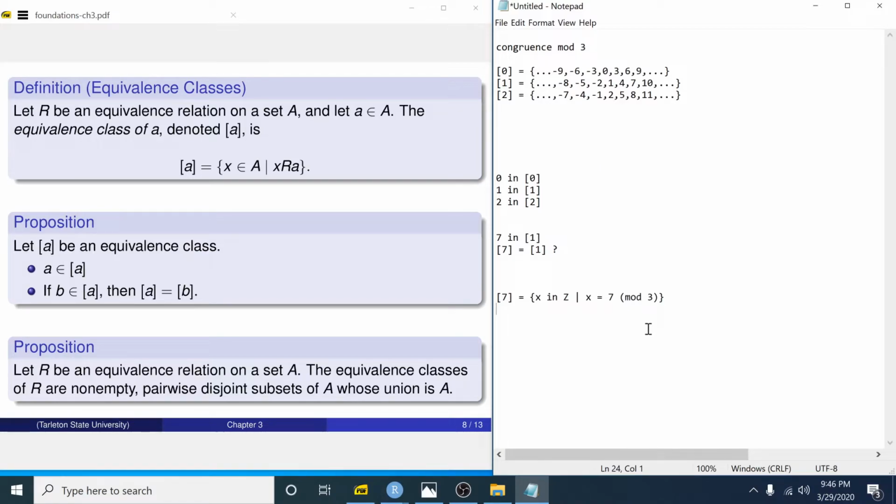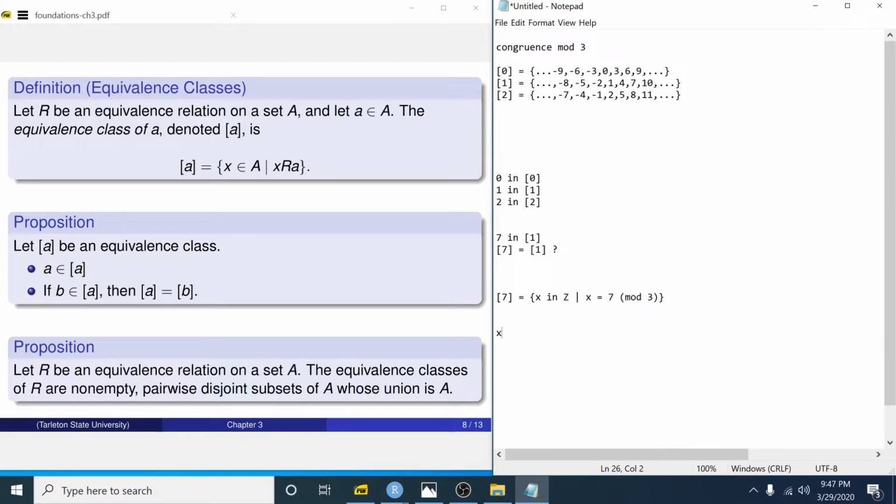But what we're trying to figure out right now is, according to this proposition, if B is in bracket A, it follows that bracket A is equal to bracket B. That's what this proposition says. And we notice that 7 is in bracket 1. So is bracket 7 actually equal to bracket 1? Let's check that. Bracket 7 is the set of all integers x such that x is congruent to 7 mod 3. Okay, well, let's think about what that condition would mean.